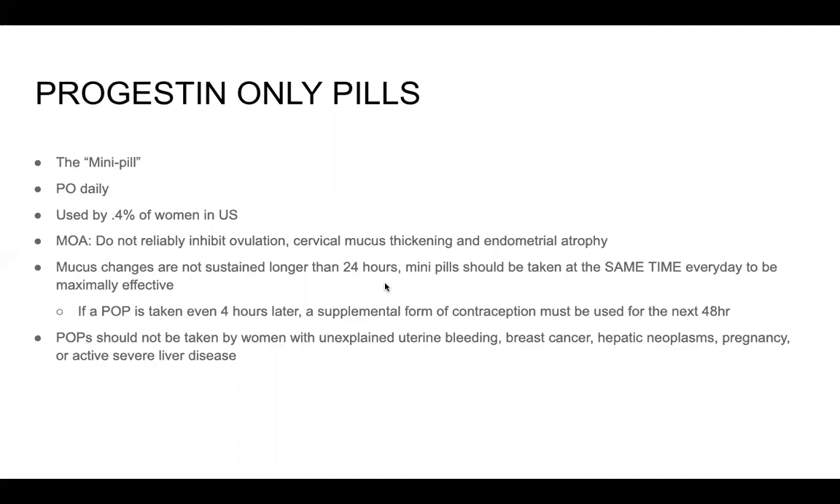So this is the pill that you think of when you have to take it at the exact same time every day. Even like it says here, if 4 hours late, a supplemental form of contraception must be used for the next 48 hours. So it's going to be less effective, but if you can't have someone on estrogen and they don't feel comfortable with any other method, then this would be a reasonable option.